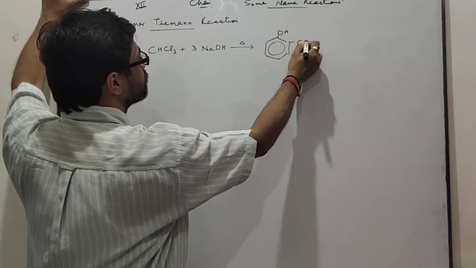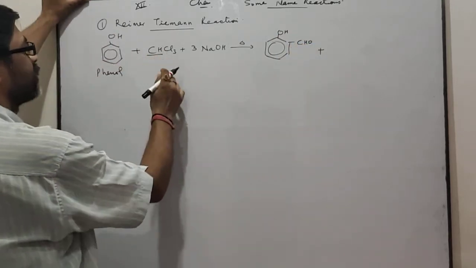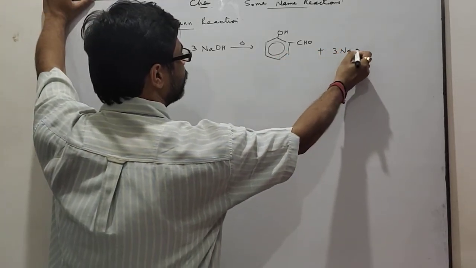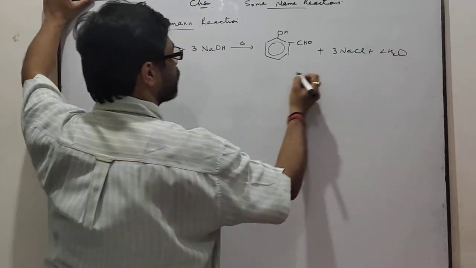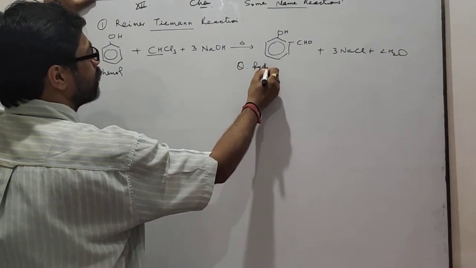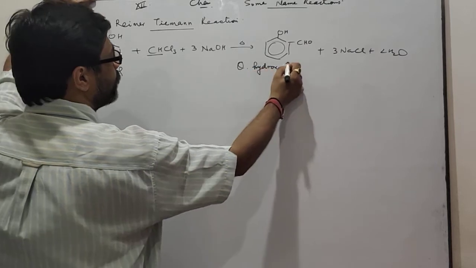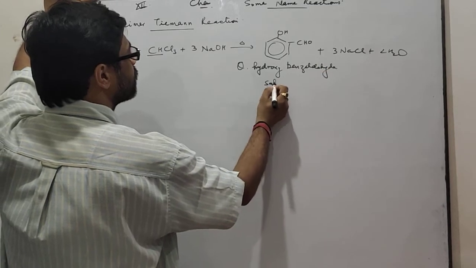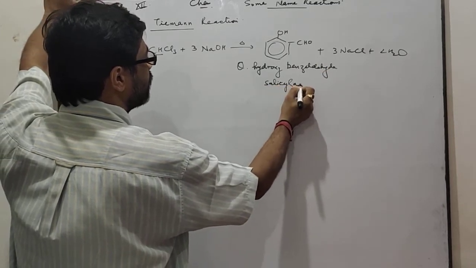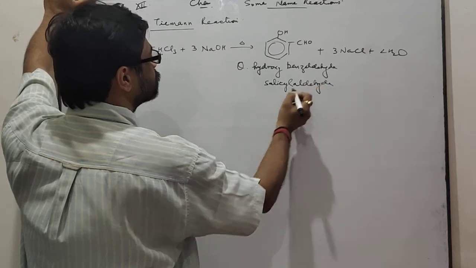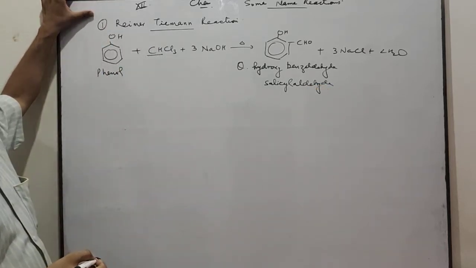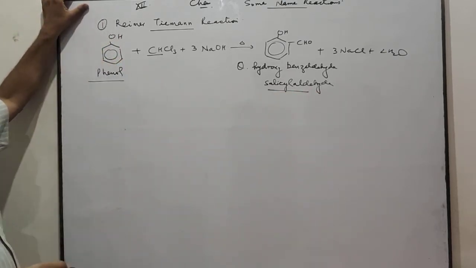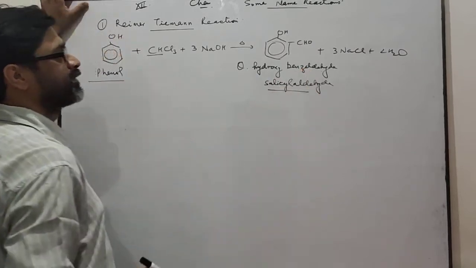This one is salicylaldehyde. This CH forms CHO, and 3Na and 3Cl combine together to form 3NaCl with 2H2O. This compound is orthohydroxy benzaldehyde, or you can say salicylaldehyde. This reaction is known as the Reimer-Tiemann reaction. In this reaction, phenol gets converted to salicylaldehyde or orthohydroxy benzaldehyde.